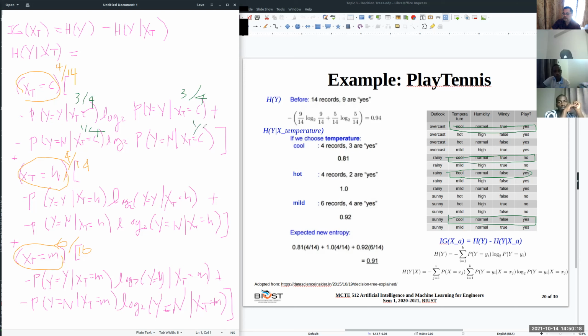So, yes? For the probability at the bottom where xt is equal to mild, you wrote 6 over 16. Yes. Okay, anyway. There. Everything is 14 because there are 14 entries. Anything else? No, that's it.